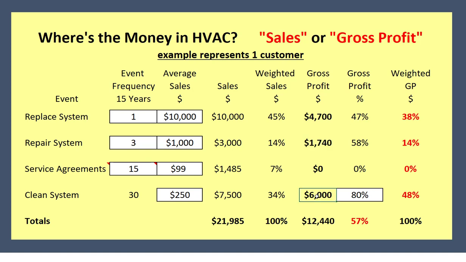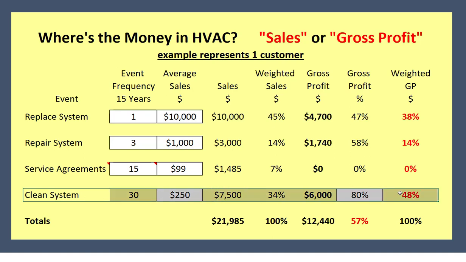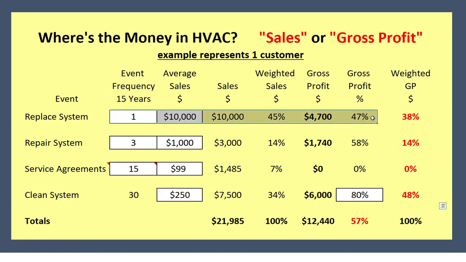But what would this do to your business if you added $6,000 per customer that you went out to clean their system twice a year on, knowing that you're cleaning their system twice a year, and when it comes to 15 years, who are they going to call for that replacement? Most likely they're going to call you, so you've locked them into this as well. You've done the work ahead of time. You've earned the right to lock in the replacement.